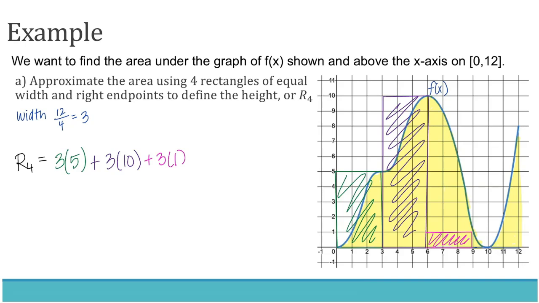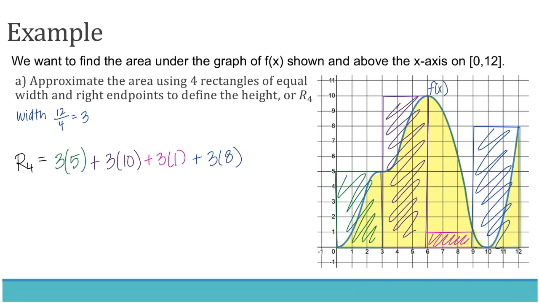And finally, the last rectangle extends from the x value 9 to 12. 12 is on the right-hand side there. If I use that to define the height, at 12 the height is 8. So over that entire interval, I'm going to have a height of 8. So the area of that last rectangle is 3 times 8.